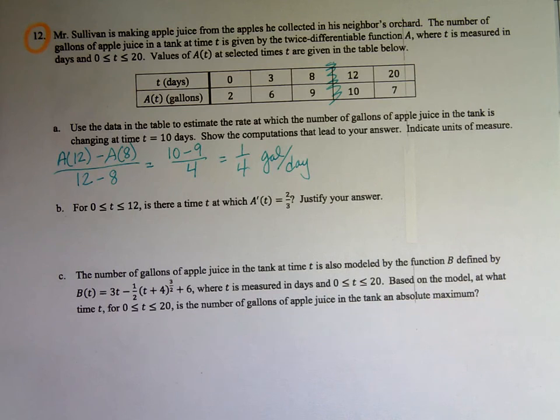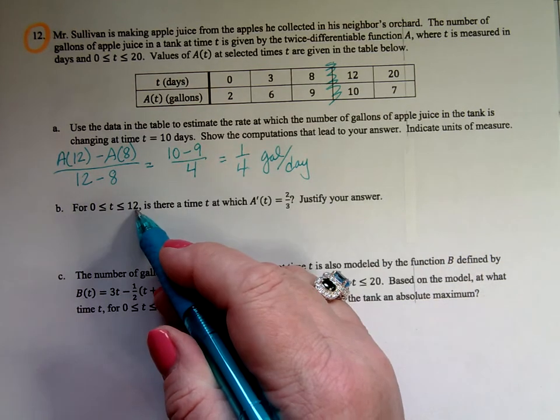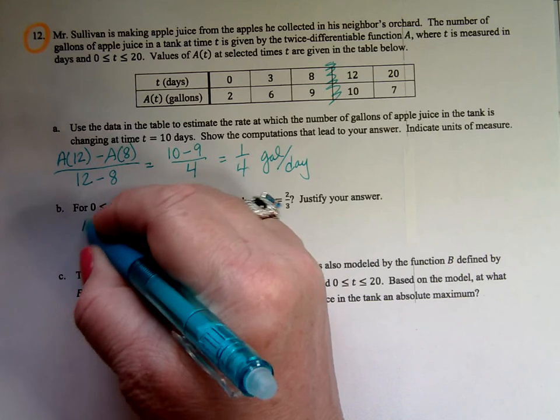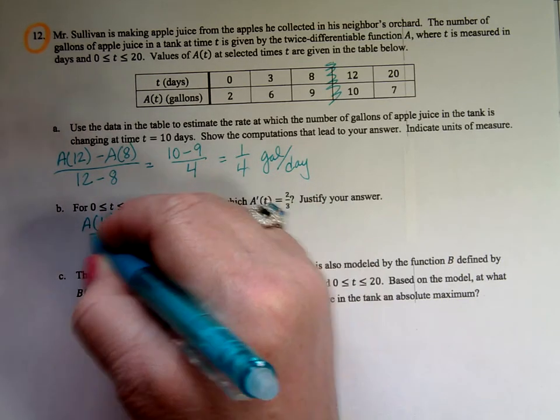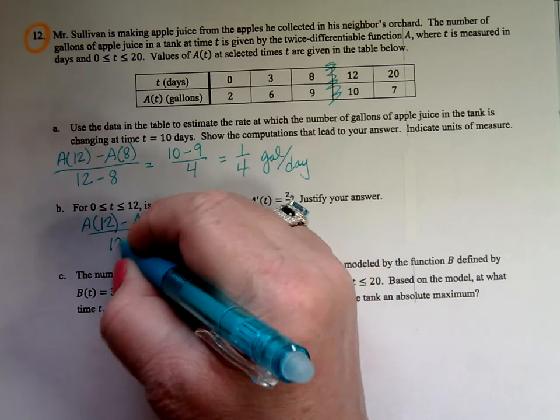For B, for 0 to 12, is there a time at which the derivative is 2/3? Justify your answer. I don't know. Let's try it out. If I have 12, this is now going to be a of 12 minus a of 0 over 12 minus 0. Let's see where that takes us.